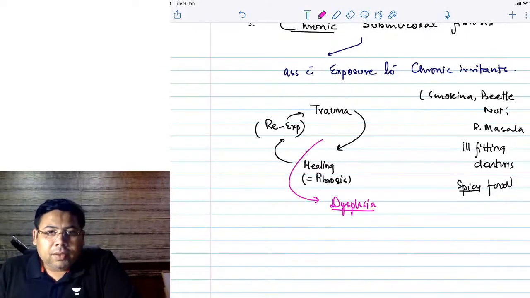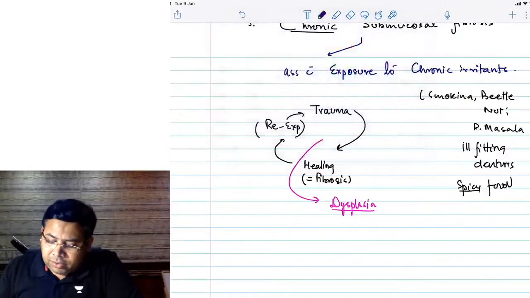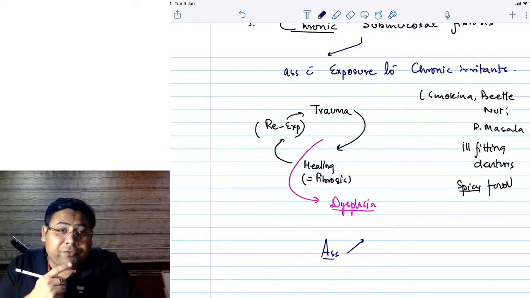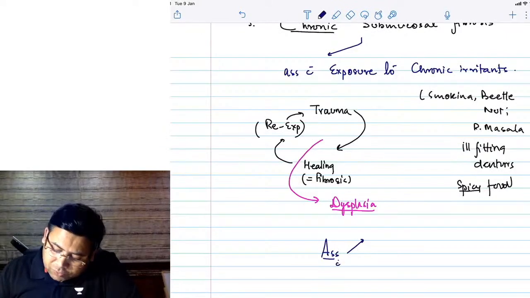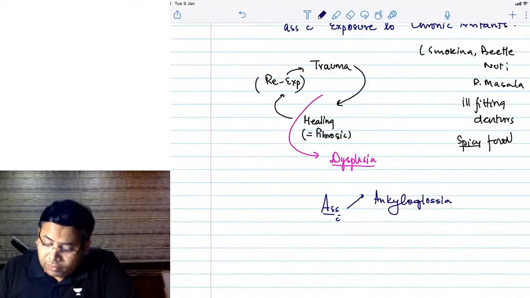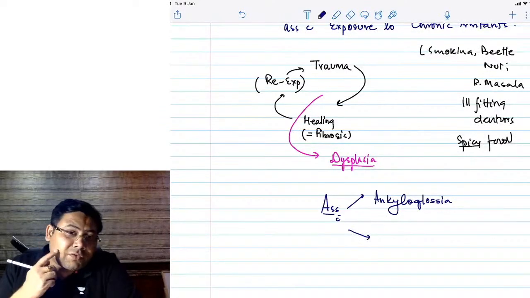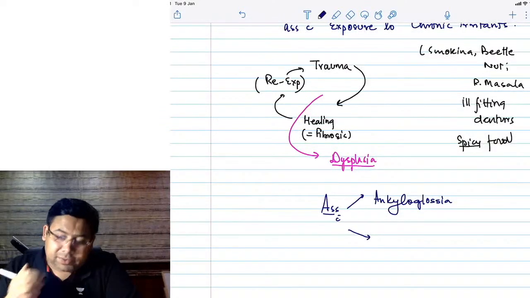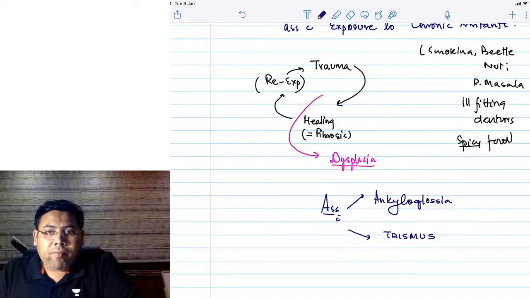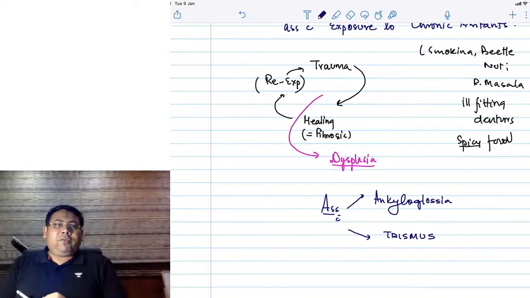Are you getting this? The next very important thing is, what do you see? This is associated with two things. Bamboo-like stiffened tongue. What is this known as? Ankyloglossia. So the questions have been asked. Ankyloglossia is associated with chronic submucosal fibrosis. And then invasion of pterygoids, fibrosis of pterygoids. What is that? Lockjaw or trismus? Trismus. Are these things clear to everyone or no?